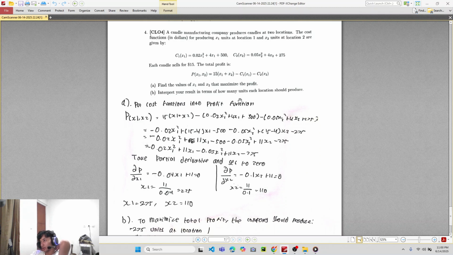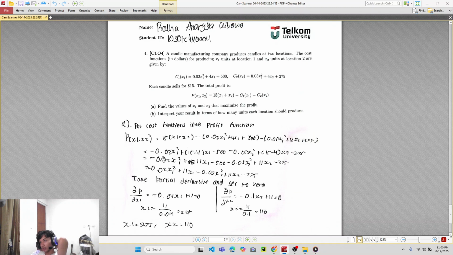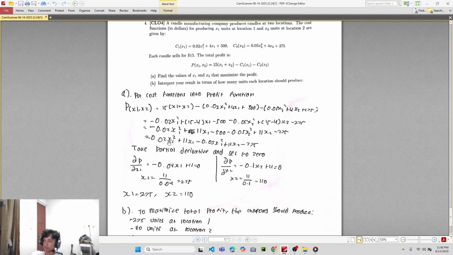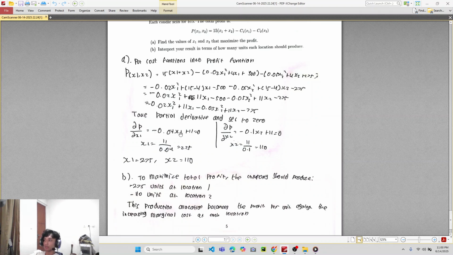From where does this belong? Because C1 here is this and C2 here is this. We can calculate all this, and it results in negative 0.02 x1 squared plus 11 x1 and then negative 0.05 x2 squared plus 11 x2, and then negative 775 from here. So we need to take the partial derivative and set it to 0.